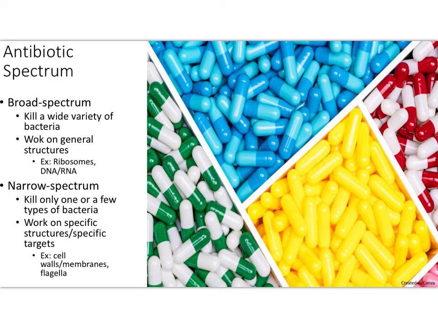On the other hand, a narrow spectrum antibiotic, like we've talked about, will only kill one or a few types of bacteria. So if we are able to know exactly what a person is infected with, and we have a specific antibiotic that will treat that, we can use that so that we target that specific pathogen or that specific bacterium and hopefully do a little less damage to the normal flora in our body.